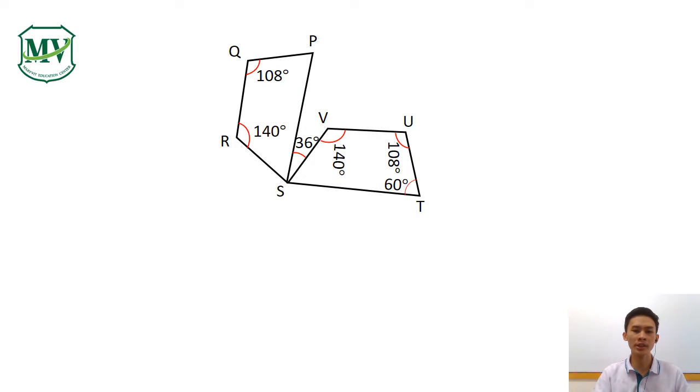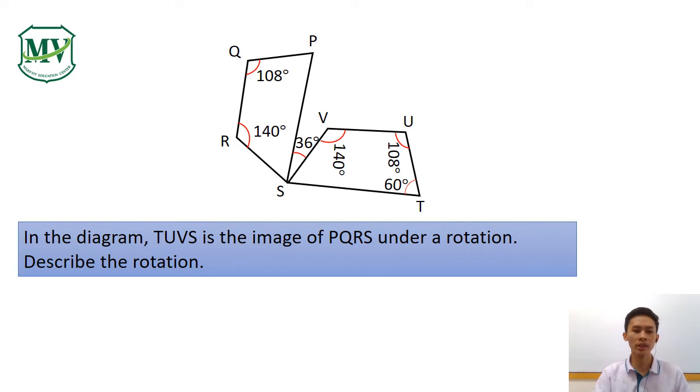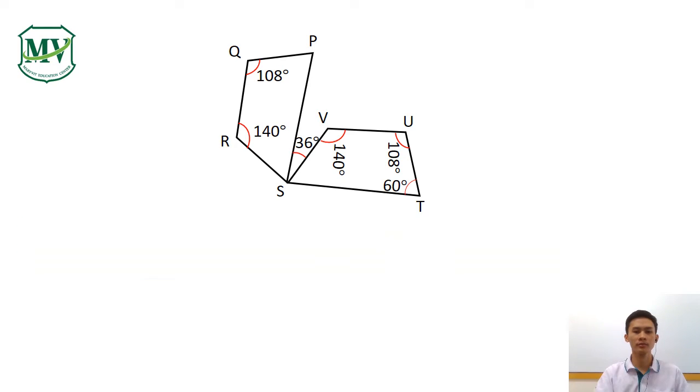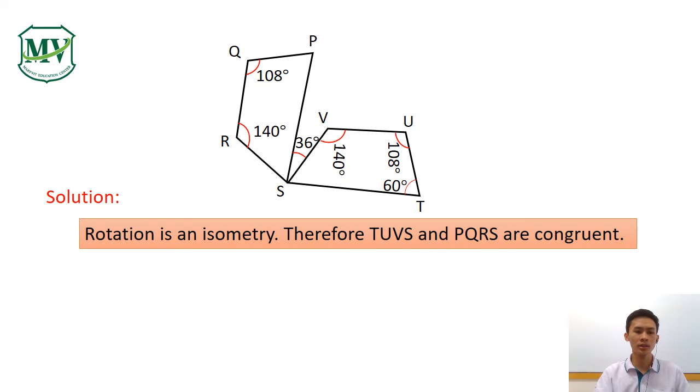So we have here a figure. In the diagram, TUVS is the image of PQRS under a rotation. Describe the rotation. Rotation is an isometry, therefore TUVS and PQRS are congruent. Okay, so let us show the solution. Rotation is an isometry, therefore TUVS and PQRS are congruent.